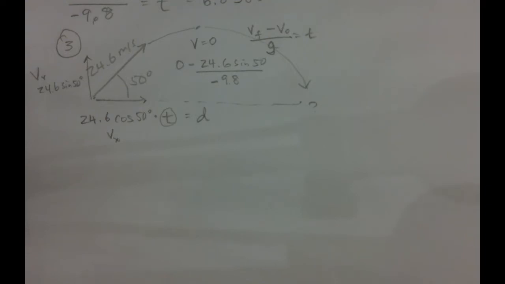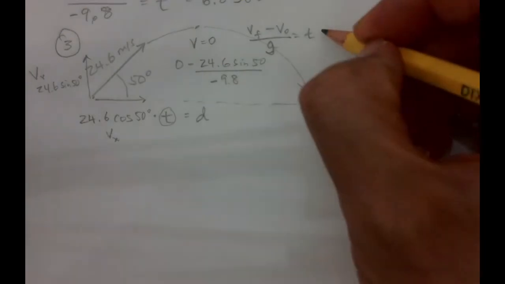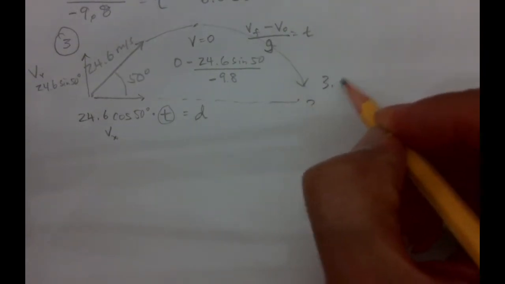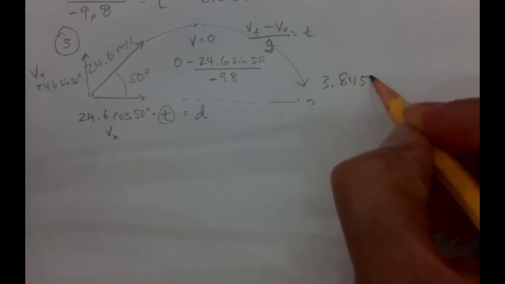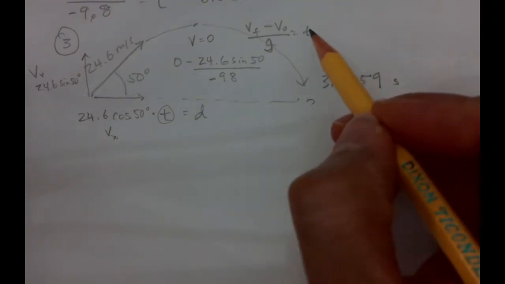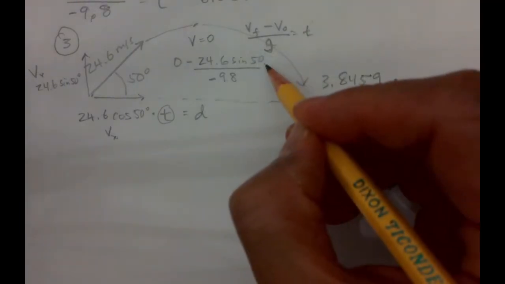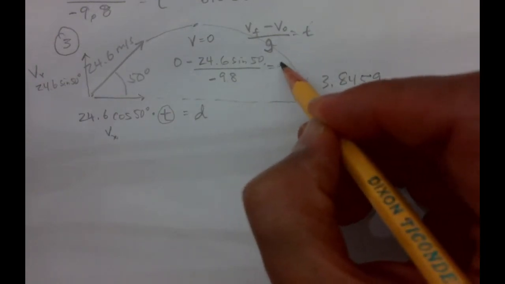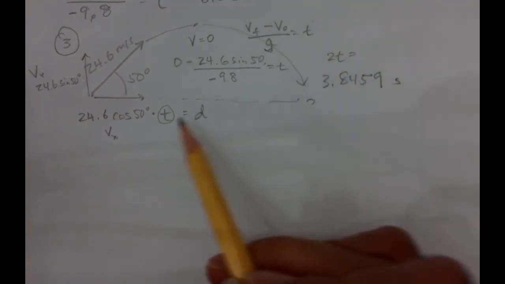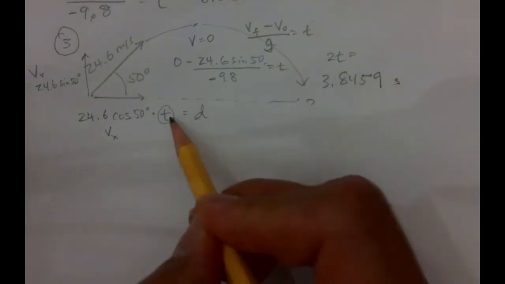And in my calculator, sine 50 divided by 9.8. For time, I get 1.9229, multiply that by 2 for the full trip. Okay, so this is twice the time that I solved for here. So this is my full time that I'm going to use over here.